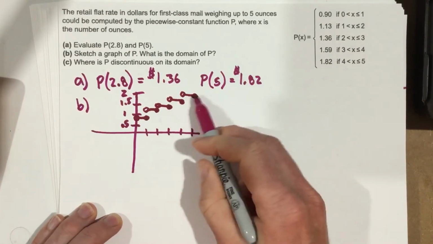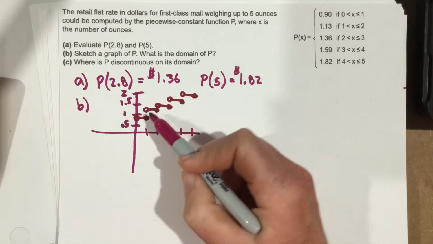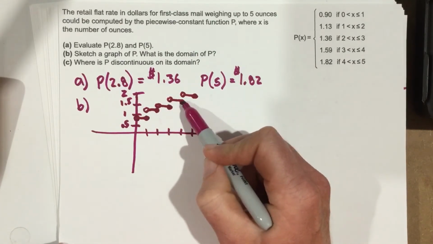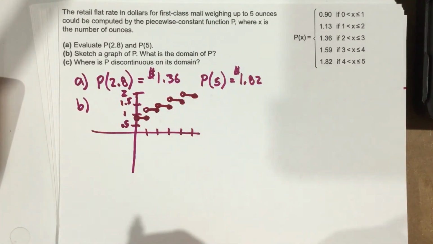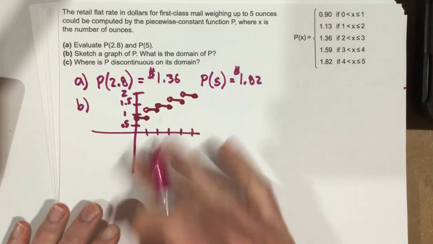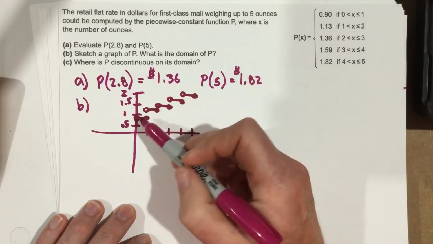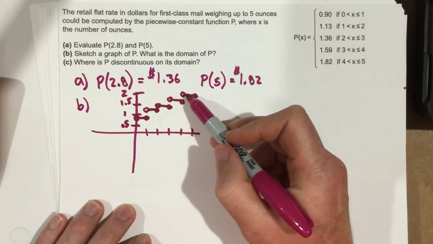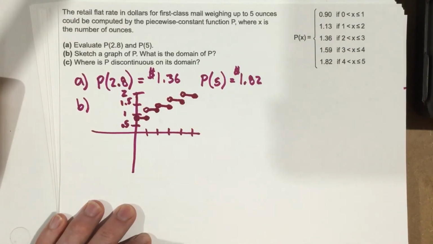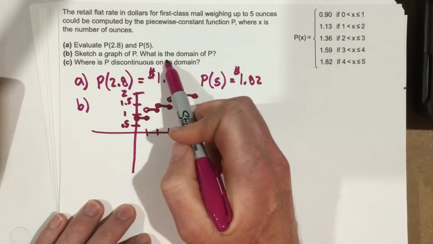So you can see that we have like a stair-step function here, and that we have jump discontinuities in between each of these. Now, if you use a graphing calculator, obviously you'll get this to look a lot better, and this is very rough. But we're just taking a look at what this graph looks like, just estimating. What is the domain of P?